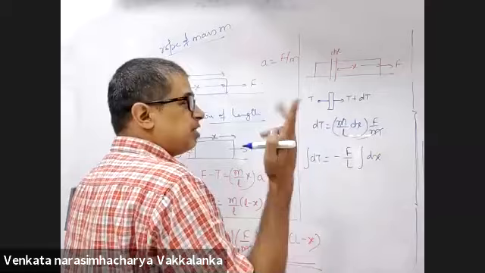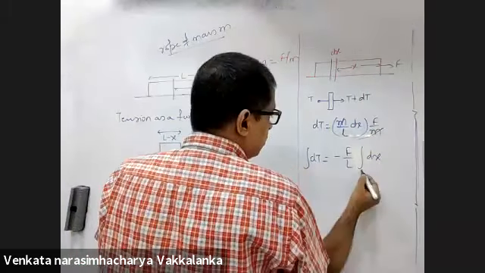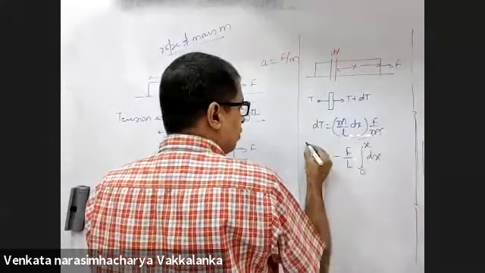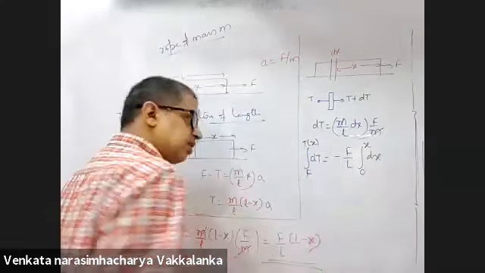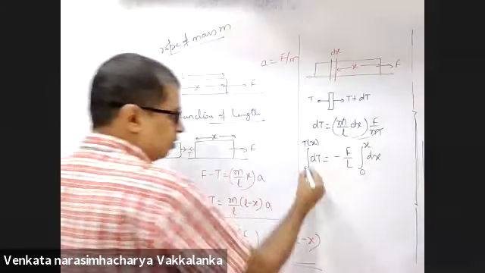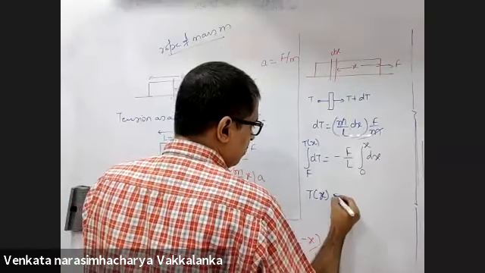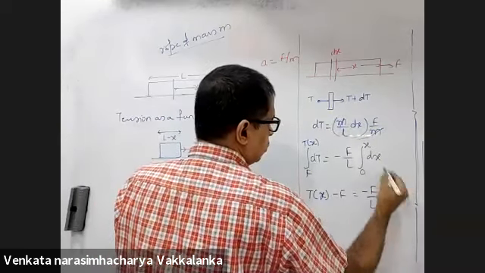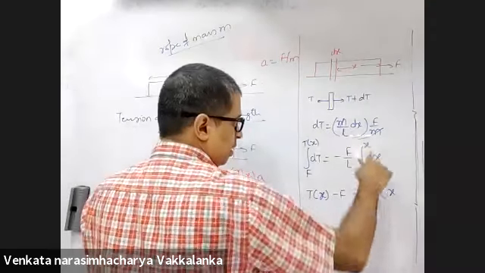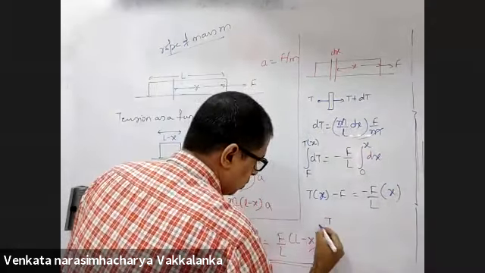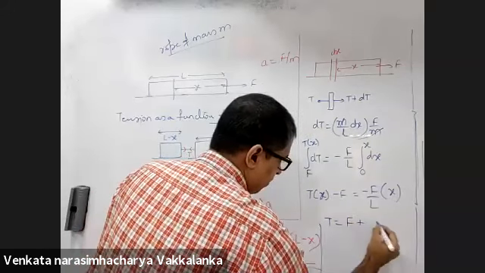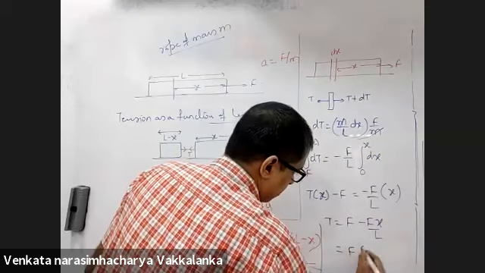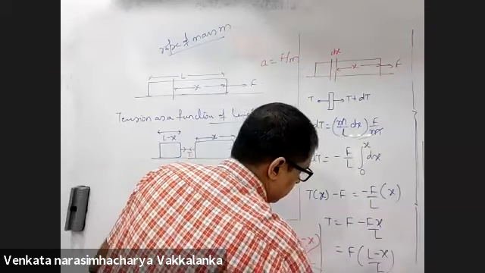Now I can take limits in two possible ways. At x equal to 0, the tension will be F, the force you apply. At x equal to x, I want tension as a function of x. So this will be T as a function of x minus F is minus F by L into x. Integral dx is x minus 0. Tension will be F minus Fx by L, F into (L minus x) by L.